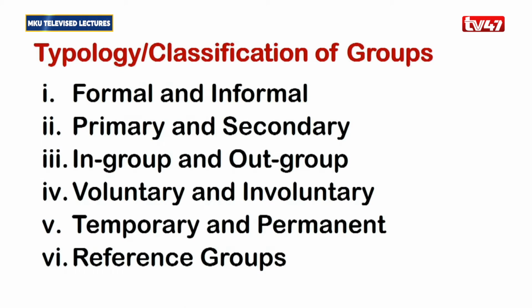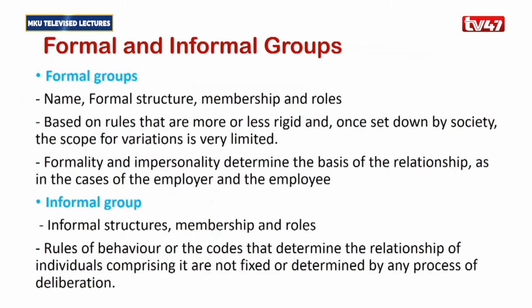One is whether a group is formal or informal, whether a group is primary or secondary, whether a group can be referred to as an in-group or an out-group, voluntary and involuntary groups, temporary and permanent groups. Then we have a category on its own that we call reference groups. That's what we want to look at, but there are many other different ways that you can look at groups, but this can guide us on how groups can be classified. Let's start with formal and informal groups.